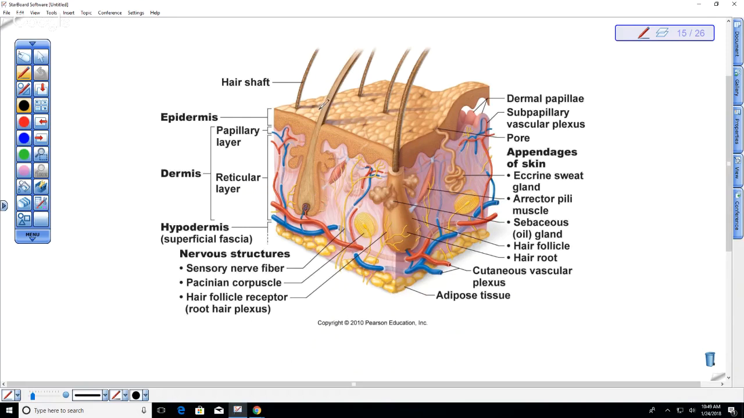So for example, we have hair, and hair actually exists all over our body, not just on the head and our armpits and groin area. So the hair that is on our body, like on the surface of our arms, is called vellus hair.